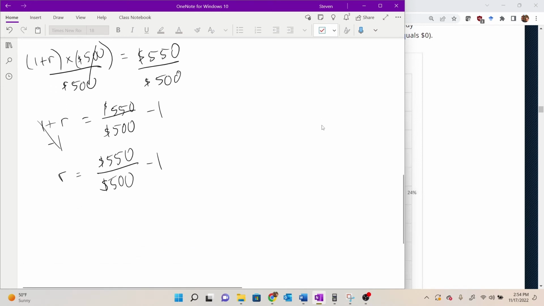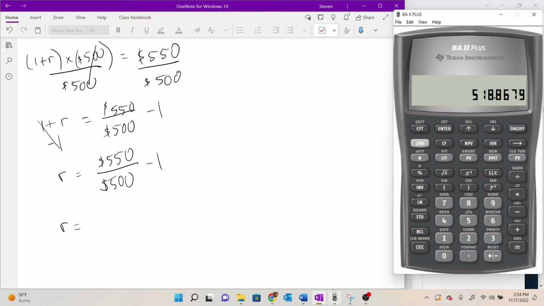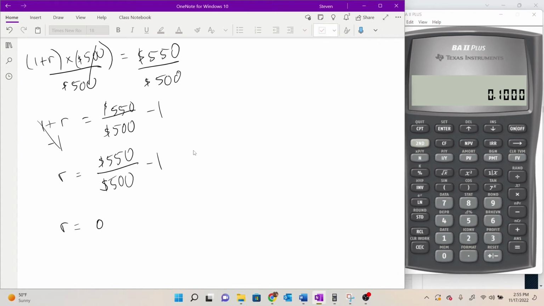All right, and we can plug that into the calculator. $50, making an extra $50 on an initial investment of 500. That's going to be a 10% rate of return. All right, but just so we can see it go, here we'll take the 550 divided by 500. And then, of course, we need to subtract the 1 off. And sure enough, we get that 10% back.